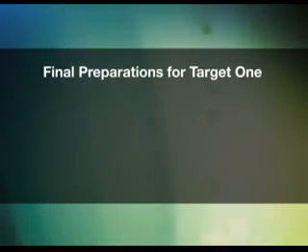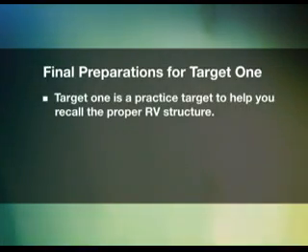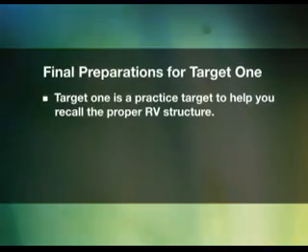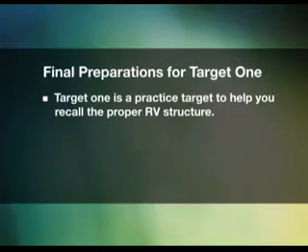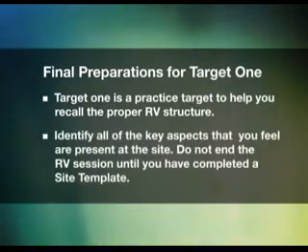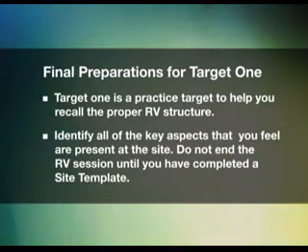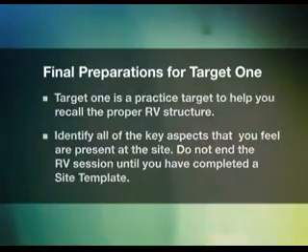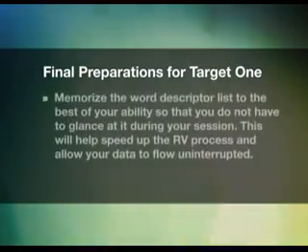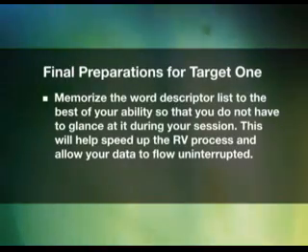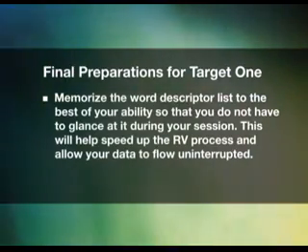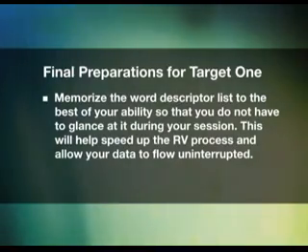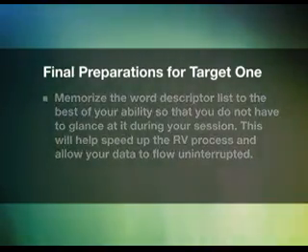The first target is a practice target in order to reorient you to the RV process. It will be up to you to determine how many key aspects there are in your freehand sketch and to explore each of them. In all sessions from this point forward, you're required to execute movements on all of your labeled aspects and provide a finished site template for each session. You may use your word descriptor list in Stage 2. However, you should strive to memorize it as soon as you are able in order to prevent it from hampering the spontaneity of the descriptor words that enter your mind.